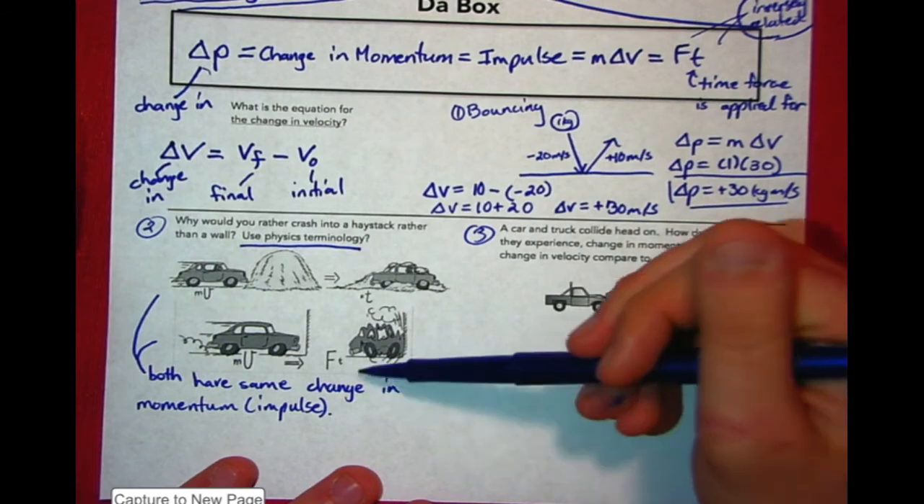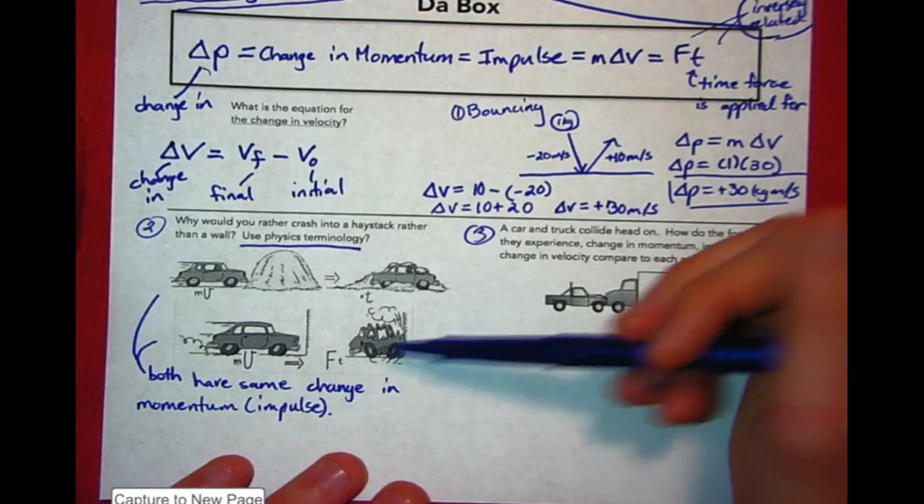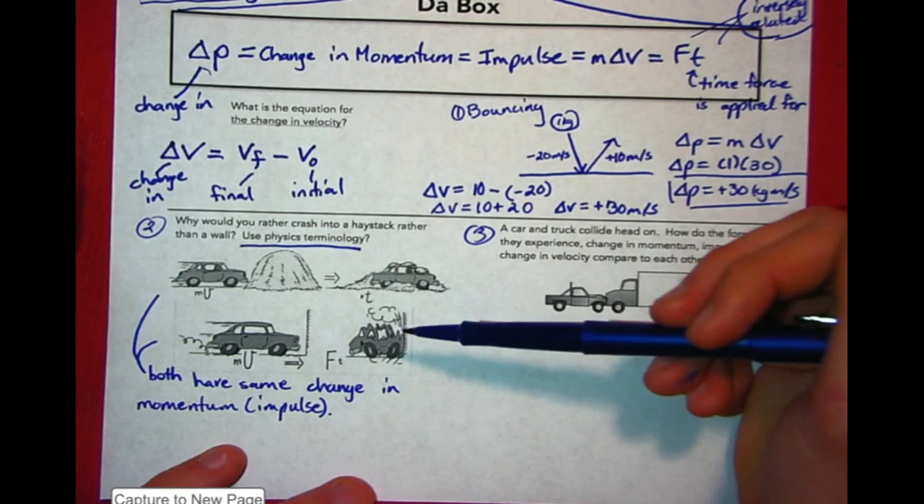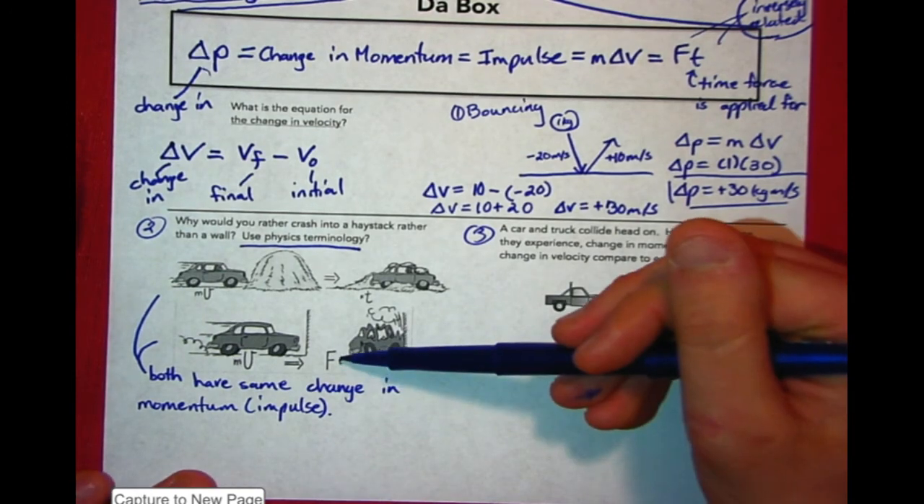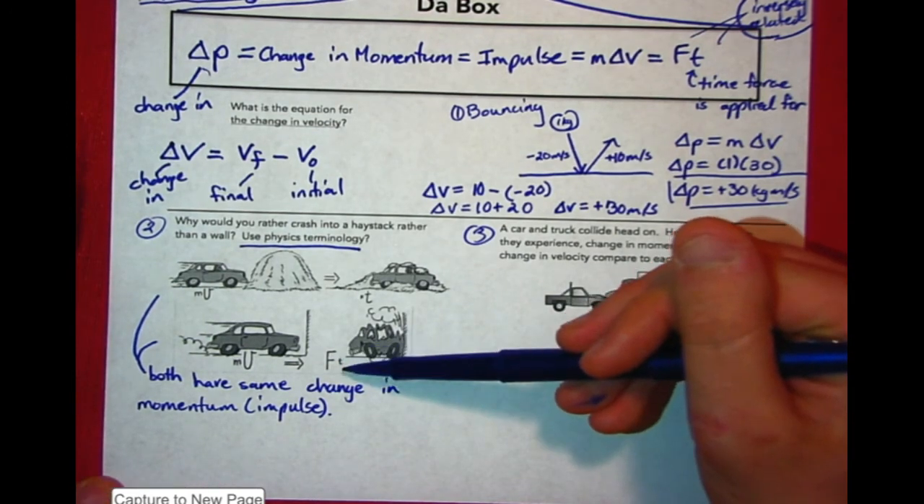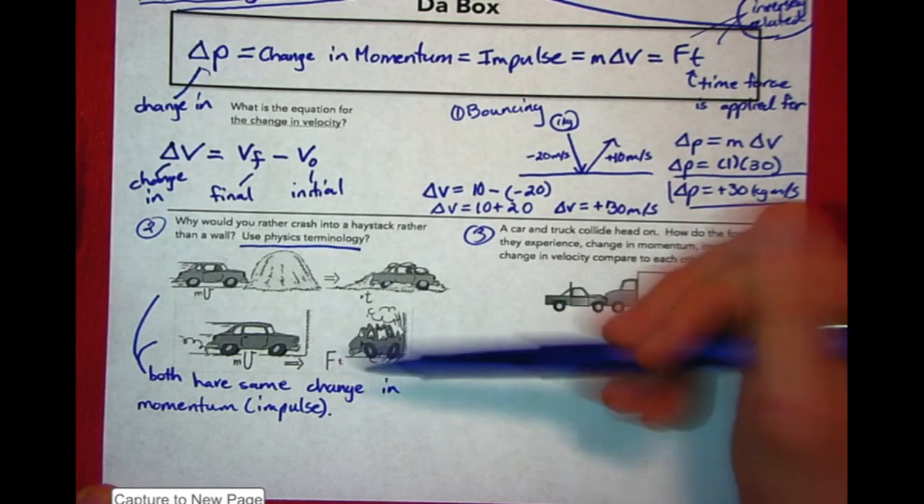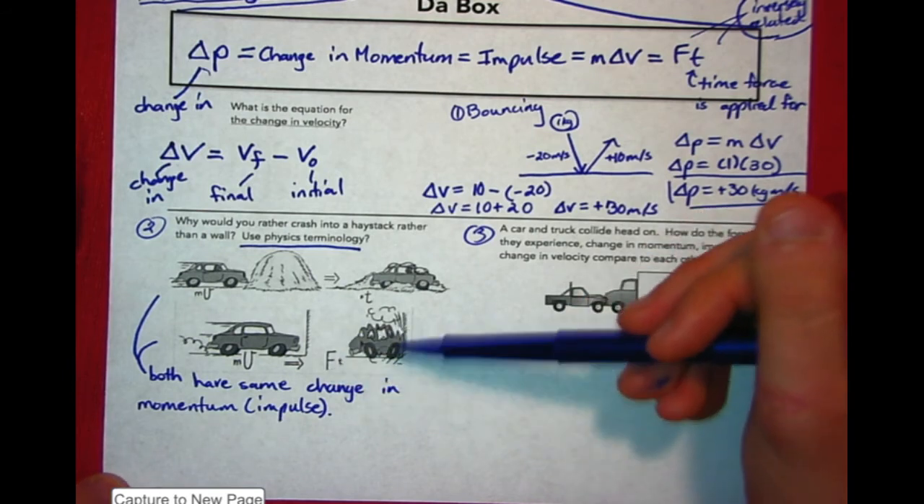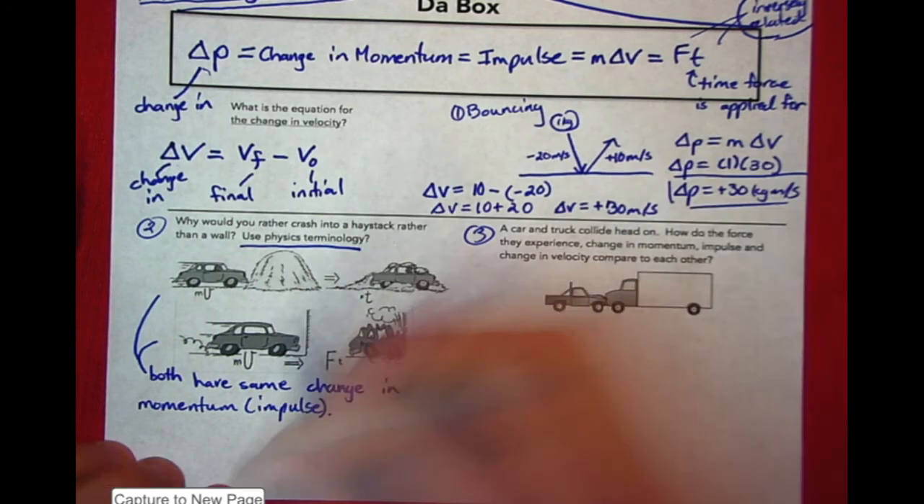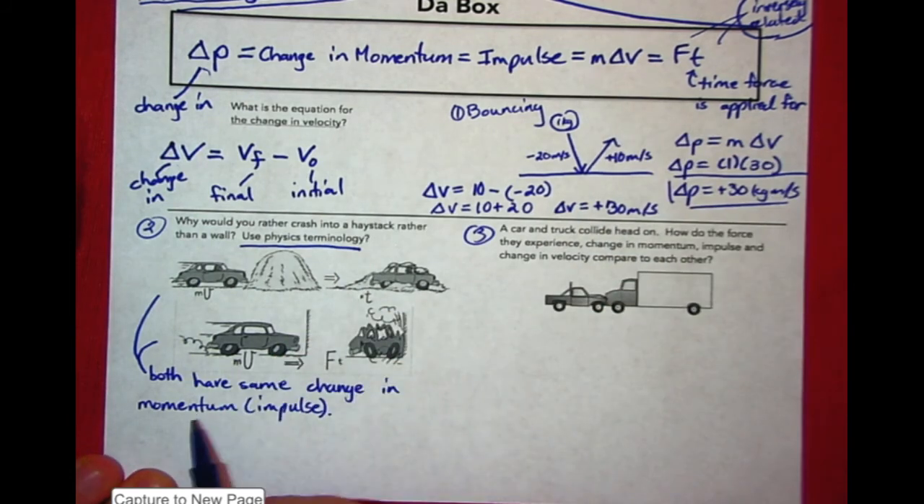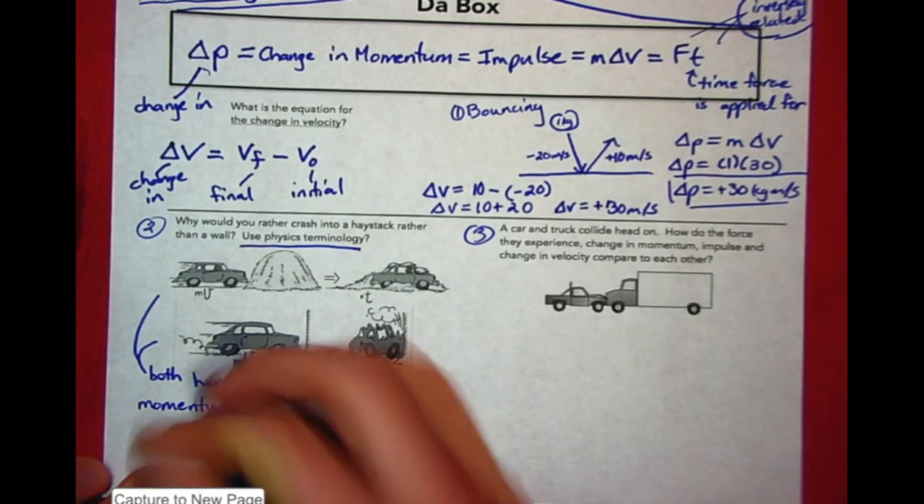And if we look at the car hitting the wall here, that force on the car is going to be applied really, really fast. And if that's the case, if our time's going down, that means our force is going up. And so you're going to experience a much greater force. So why would you rather hit the haystack rather than the wall? Well, they both have the same change in momentum, the same impulse.